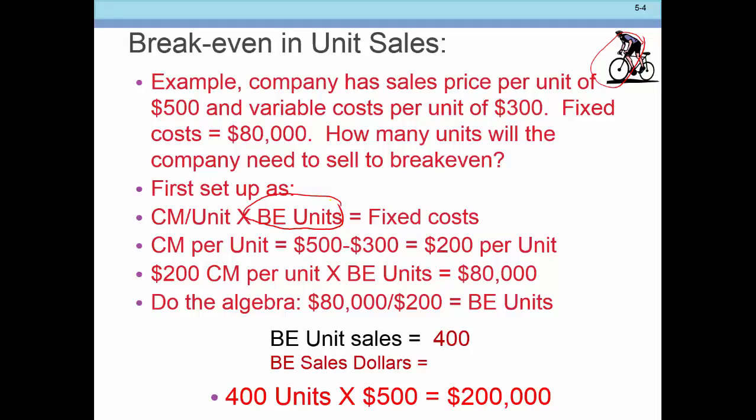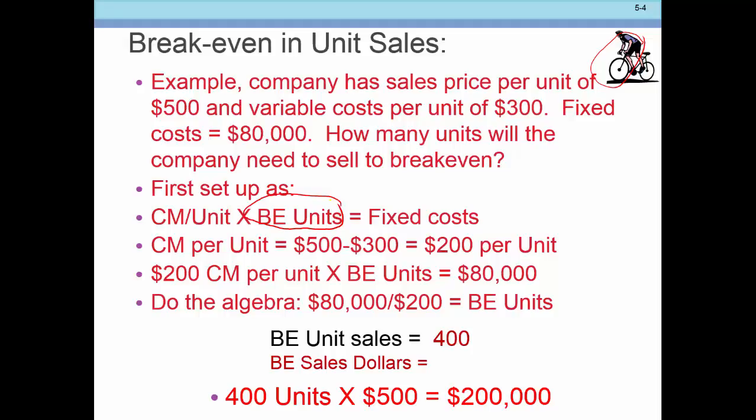Okay, so I go ahead and I take my contribution margin per unit, which is 500 minus the $300 variable cost per unit in this example. That's $200 per unit contribution margin, right? I then take that $200 contribution margin per unit and I set that up as being equal to my fixed cost when I multiply my break even in units, right?